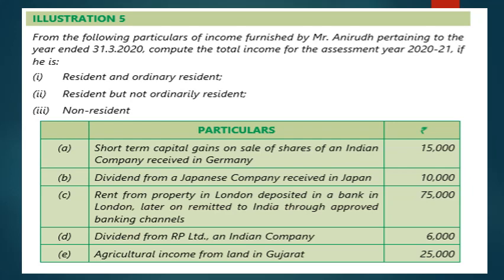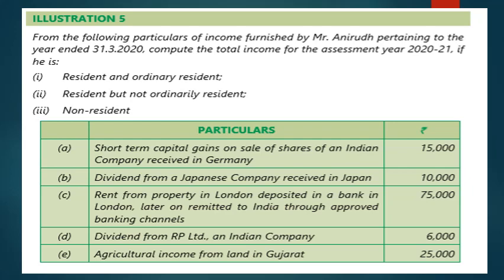Now we can discuss a problem based on this. From the following particulars of income furnished by Mr. Anirudh pertaining to the year ended 31st March 2020, compute total income for the assessment year 2020-21 if he is resident and ordinarily resident, resident but not ordinarily resident, and non-resident.